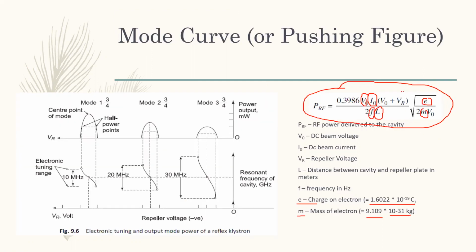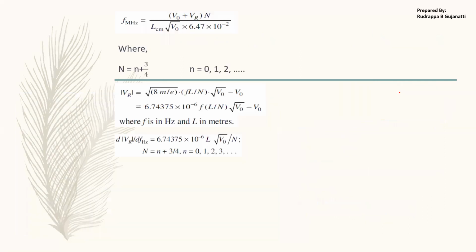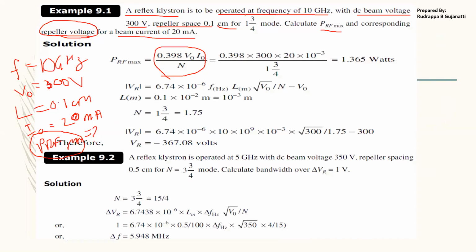But what is the problem? I don't know what is VR. Now, another parameter I just missed out. He specified that the mode is 1 3 by 4. And practically, this is the highest mode. This is the highest mode which gives you the maximum output RF.